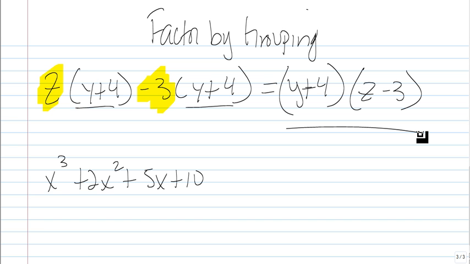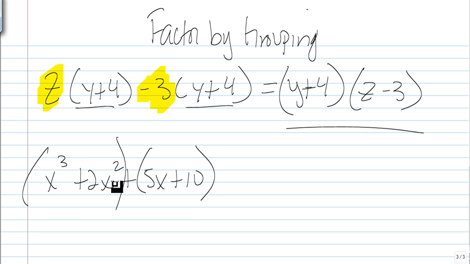So now I have my last example here of x to the 3rd plus 2x squared plus 5x plus 10. When you factor by grouping, you're going to have 4 terms. And you want to make it in such a way that you have 2 groupings. If you have to rearrange the problem, rearrange it. We already have our groupings here. So I like to look at these 2 as one group and these 2 as another group.